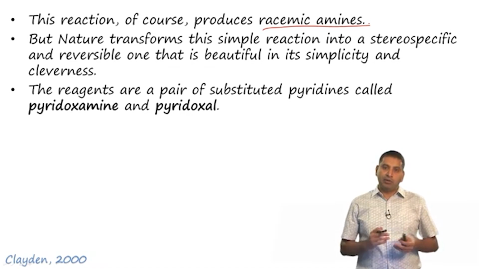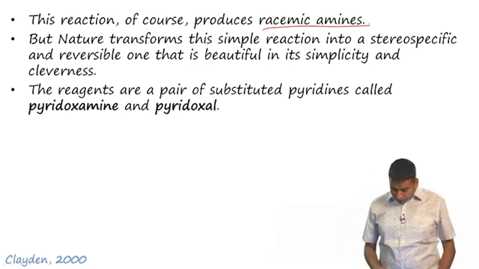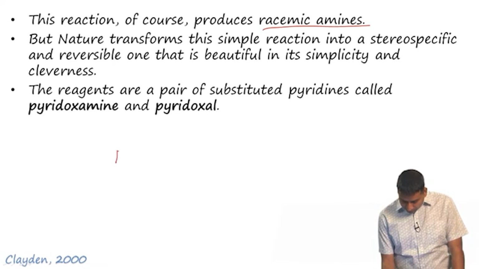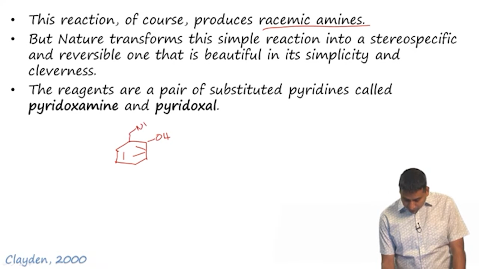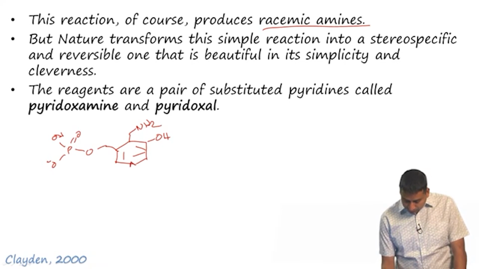The reagents are actually a pair of substituted pyridines called pyridoxamine and pyridoxal. So, we look at these reagents now. This NH2 is over here, and this is a phosphorylated group, P double bond O, OH, O minus. So, this is pyridoxamine phosphate.